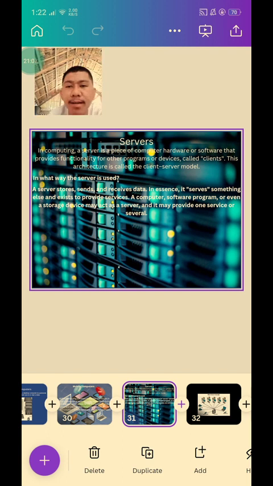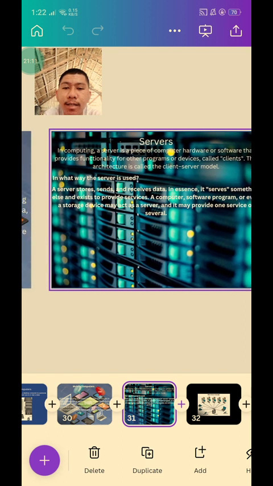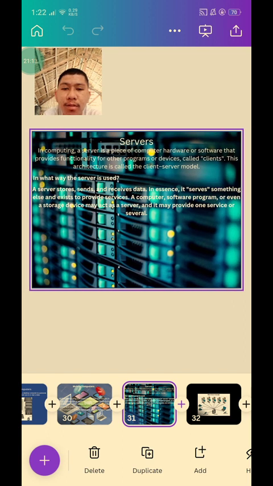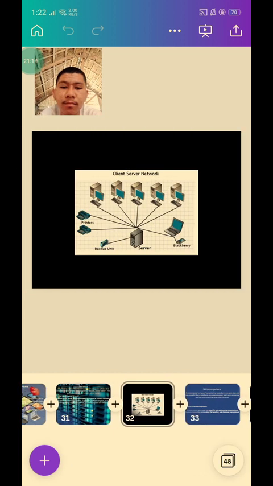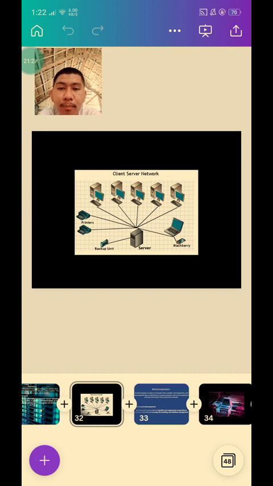Yan daw po ang example ng servers. Kung makikita po natin, yan po, yung kulay blue na yan daw po ang server. Example po yung example ng other na server. Yan, makikita po natin yung client server network, printer, backup unit, server, BlackBerry. Yan po ang example.